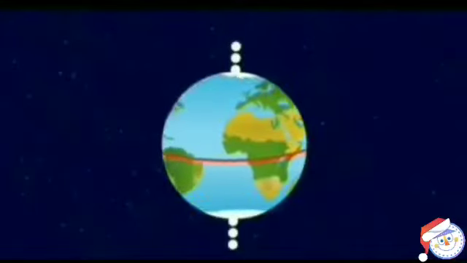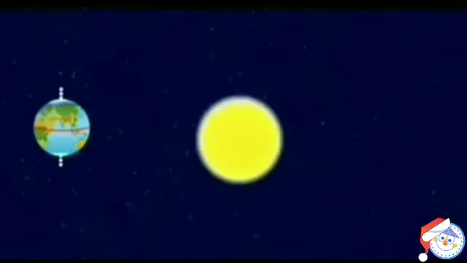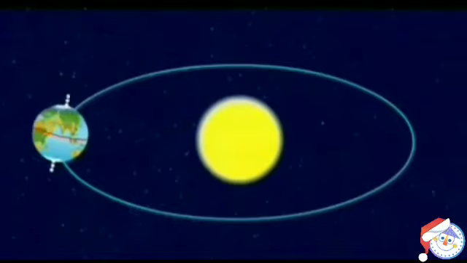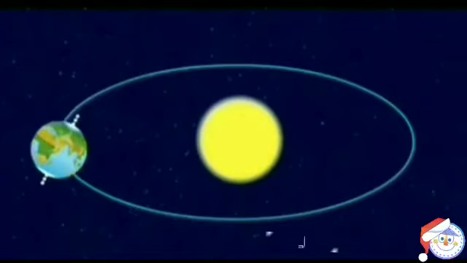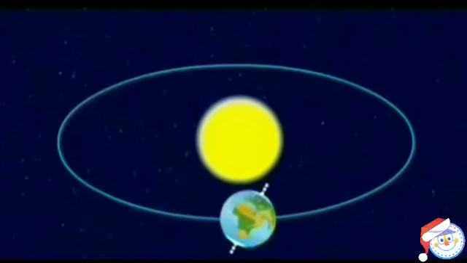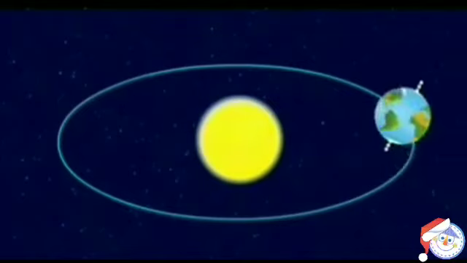Not only does the earth rotate around its axis, it also revolves around the sun. The path on which the earth revolves around the sun is called its orbit. And this movement of the earth around the sun is called revolution. See, like this, earth rotates on its axis as well as revolves around the sun.